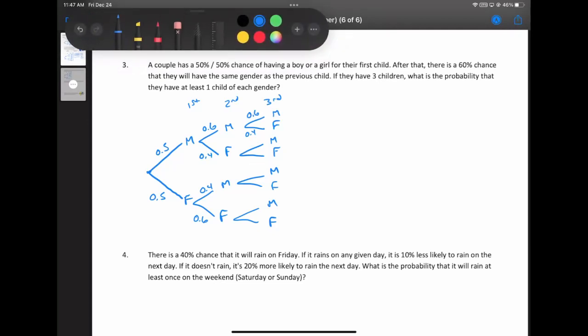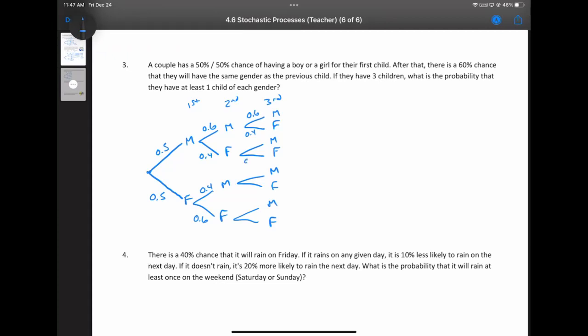I want to be careful on these. Female should be 60% chance of the next one being female as well. Male is 60. Female is 60. Okay, we have all those scenarios. So if there's 3 children, what's the probability that we have at least one child of each gender?